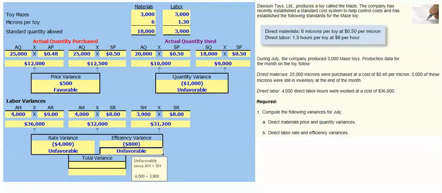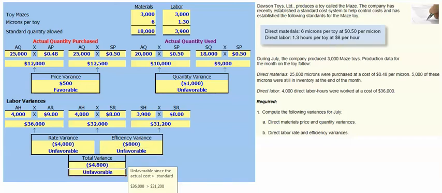The total variance then is the combination of our $4,000 rate variance and our $800 efficiency variance. Our total variance is $4,800 unfavorable. And again, this is because our actual labor cost of $36,000 is greater than our standard cost of $31,200. We can't combine our material price variance and our material quantity variance since the actual amount purchased did not equal the amount used.